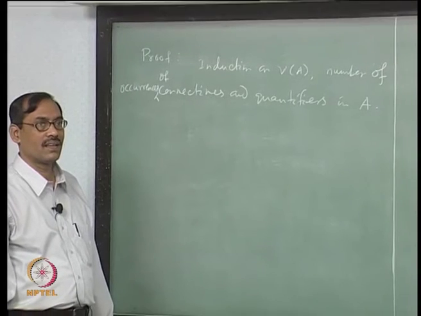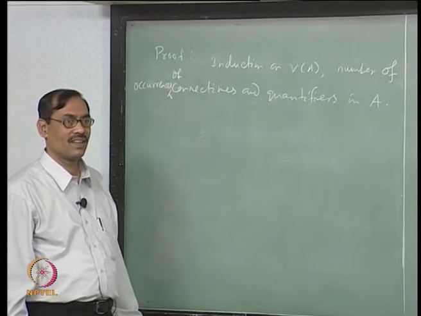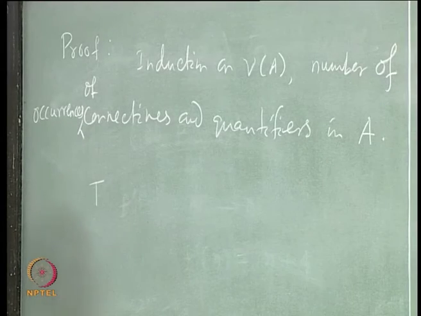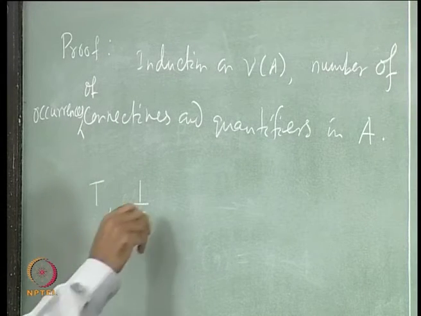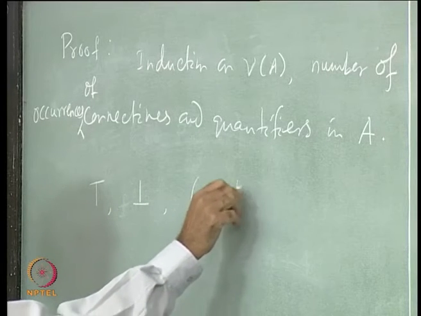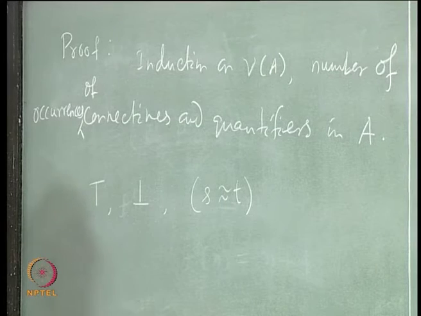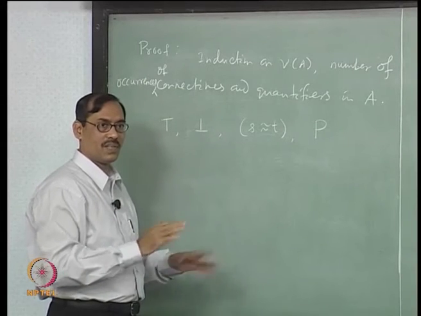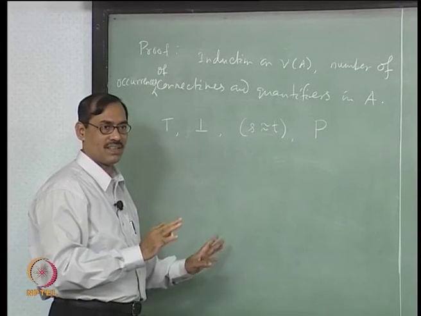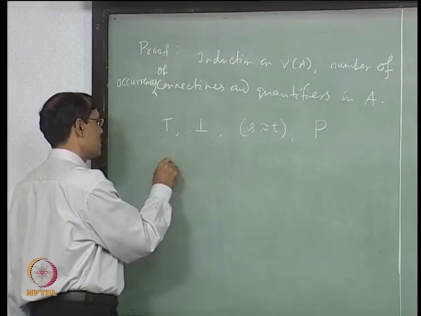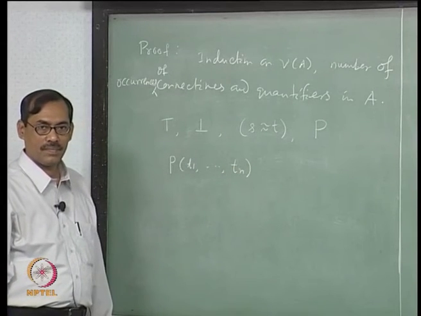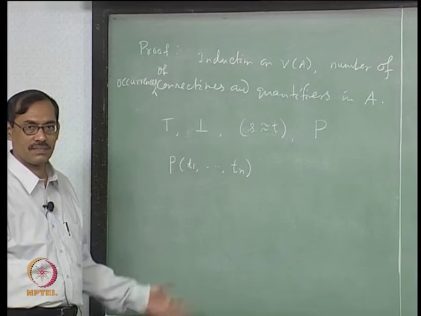Yes, there is no connective, no quantifier. It can be top, or it can be bottom, or it can be of the form s equal to t, right. Before that, it may be some proposition without anything, P is a zero-array predicate, right, or it can be P of t1 to tn. These are the basis cases.